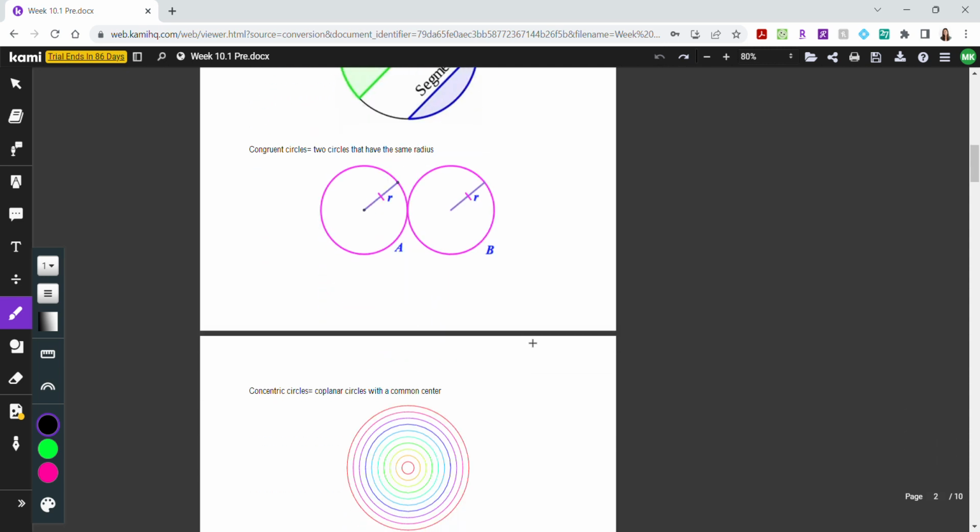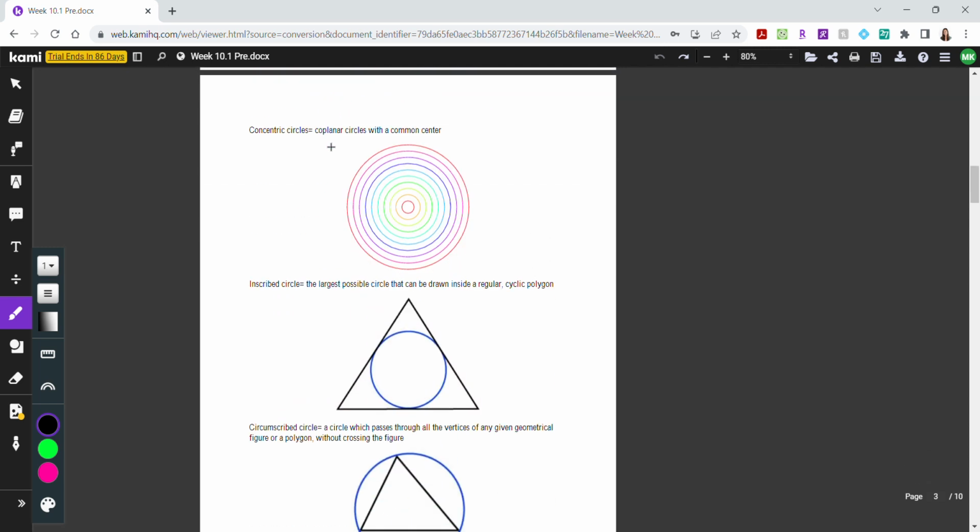Now the next thing we have are types of circles. So not too bad. Congruent circles are essentially two circles that have the same radius. Because if they have the same radius, they will be the same size. All right. Concentric circles are coplanar circles with a common center. So remember, coplanar means they are on the same plane. And as you can see, all these circles have a common center, which is right here. And they all go round and round and round, and they're all on the same plane.